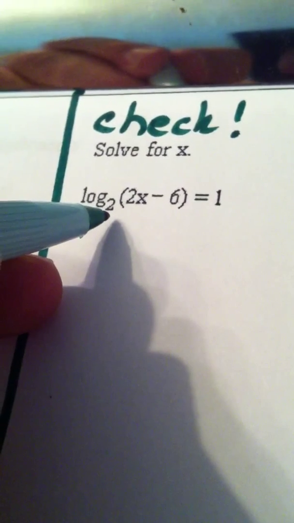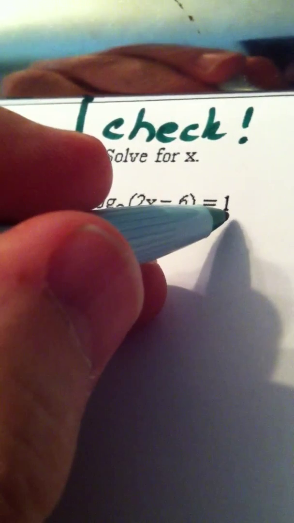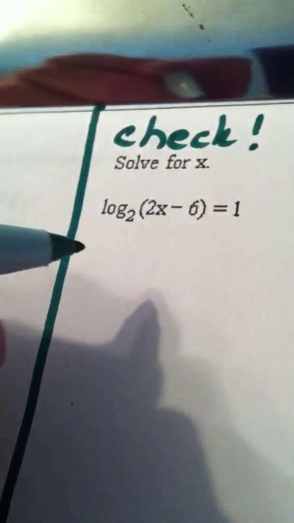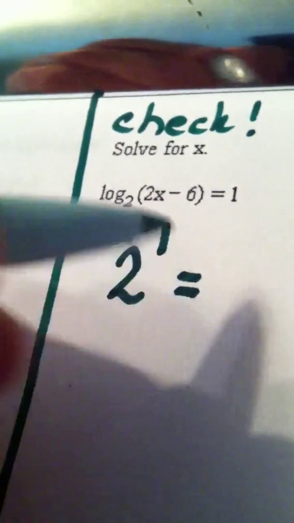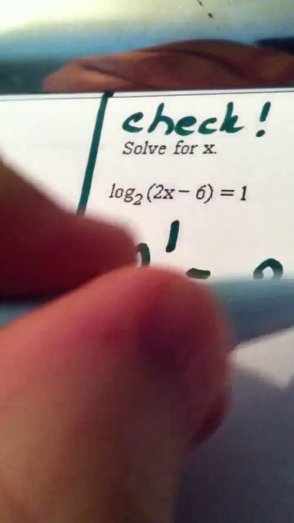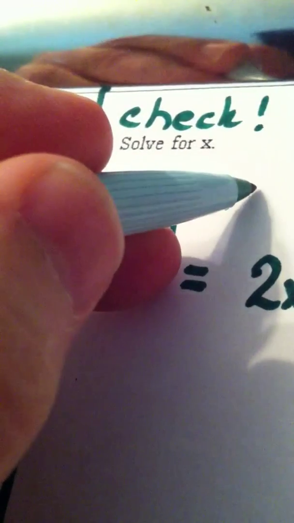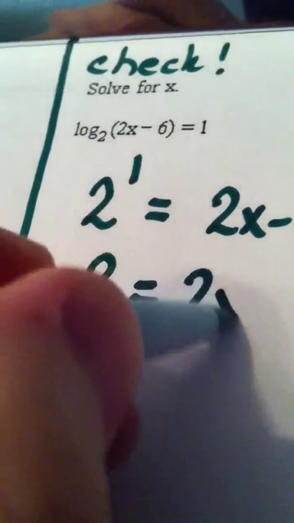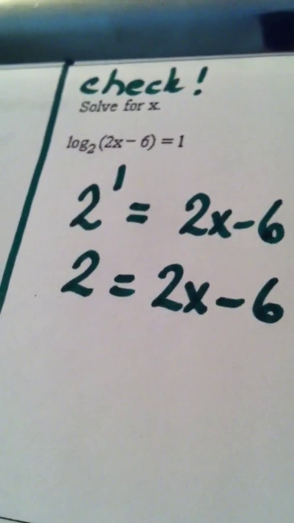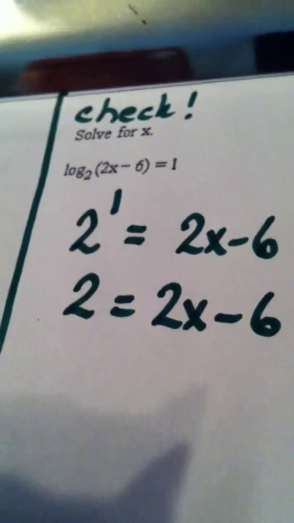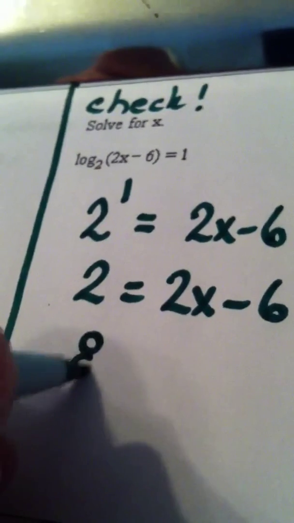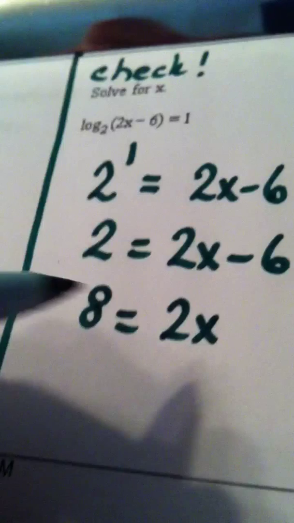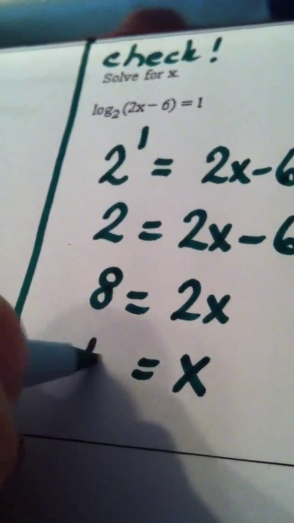Okay, the base is 2. The 1 over here represents the exponent of the base, and this is what I get as the answer. So when I convert this, this becomes 2 to the 1st power is equal to 2x minus 6. The base to this power gives me that answer. So 2 equals 2x minus 6. When I add 6 to both sides of the equation, I get 8 is equal to 2x. When I divide by 2, x is equal to 4.